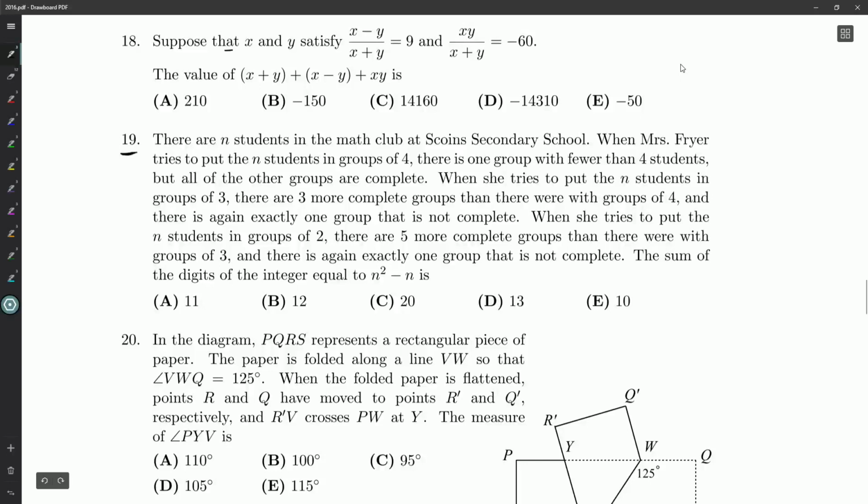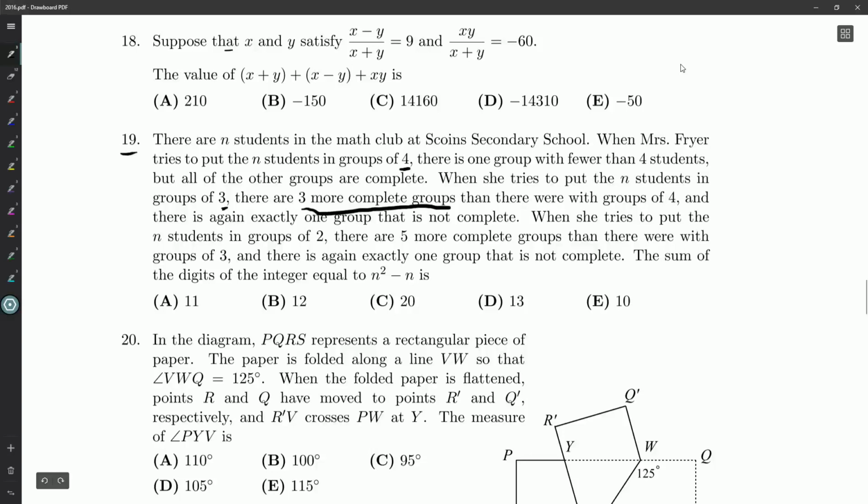There are N students in the math club at Scoynes Secondary School. When Mrs. Fryer tries to put the N students in groups of 4, there is one group with fewer than 4 students, but all of the other groups are complete. When she tries to put the N students in groups of 3, there are 3 more complete groups than there were with groups of 4, and there is again exactly one group that is not complete. So it would have either 1 or 2 people in it.